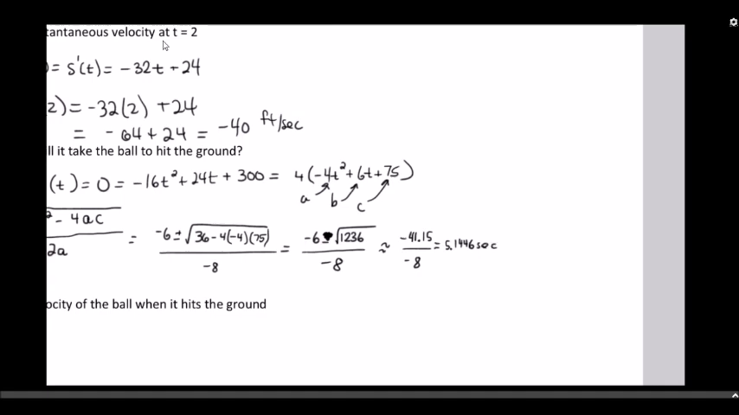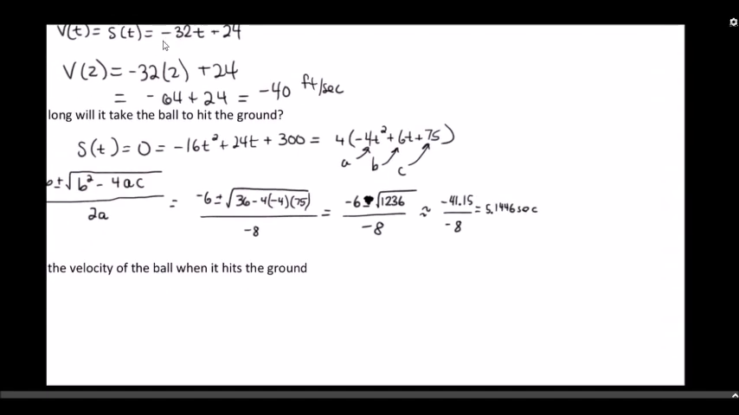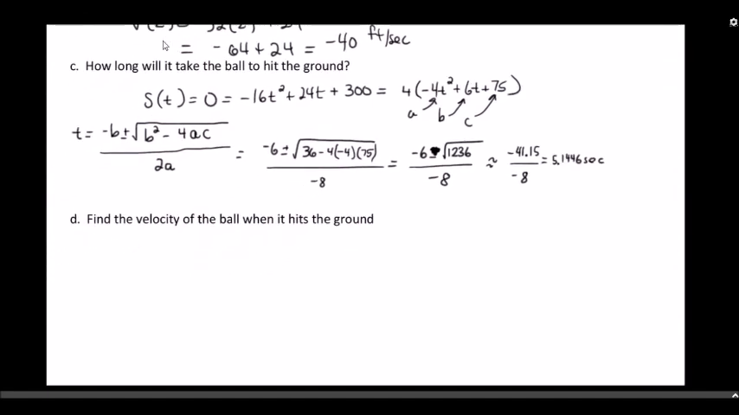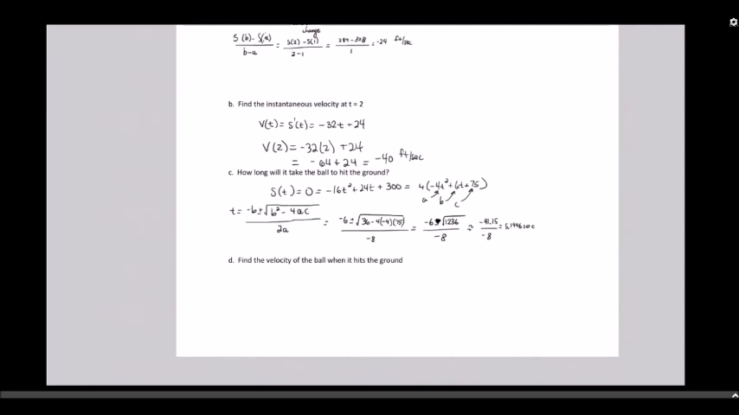And that's in seconds, 5.1446 seconds. That's how long it takes the ball to hit the ground. Last question here is, what's the velocity at the moment the ball hits the ground? Well, we know it hits the ground after 5.1446 seconds.